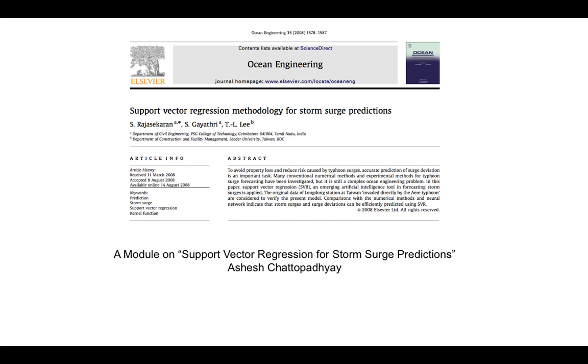A support vector machine is essentially a machine learning algorithm, and this is why this paper is unique, where it tries to implement a machine learning algorithm as compared to deterministic, more traditional numerical algorithms. And in this case, it's continuous time data, and hence it has been tagged as support vector regression.